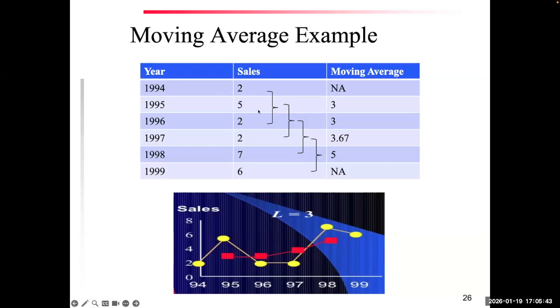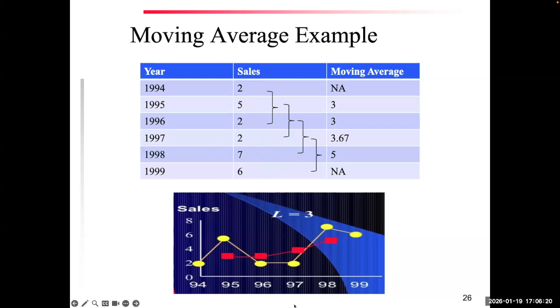So here, this one is null because we have no previous value. Then for 1995, we average 2, 5, 2. That is the previous value, the current value, and the next value, which gives 3. Then for 1996, we do the same. We average the previous value, the current value, and the next value, which is again 3. Then for 1997, we average 2, 2, 7, which is 3.67. 1998 is the average of 2, 7, 6, which is 5. And then for 1999, again, it's null because we don't have the next year value.